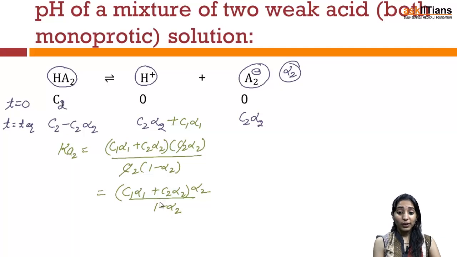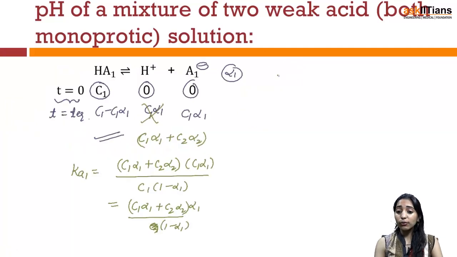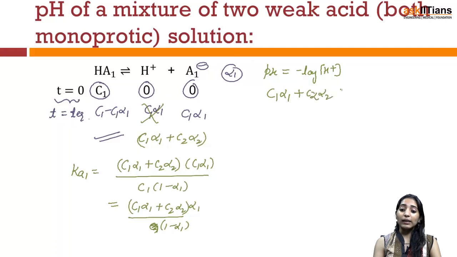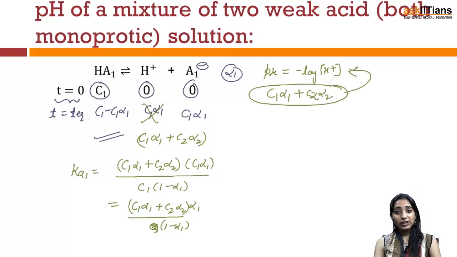Now what we have to take into consideration is that we need to find the pH of the solution. To find the pH of the solution, we should keep in mind that pH is minus log of H positive. So if somehow I am able to find this value C1 alpha 1 plus C2 alpha 2, I will be able to find the total concentration of H positive. I can put it in the above equation and I will be able to find the pH of the solution.